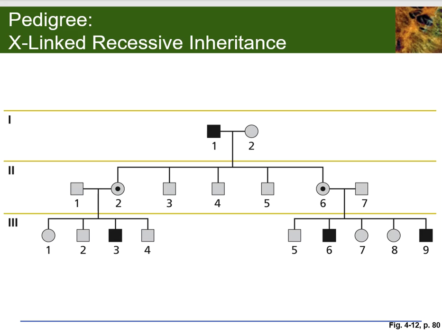Okay, X-linked recessive trait. This pedigree shows the characteristics of X-linked recessive traits. Hemizygous males are affected and transmit the trait to all of the daughters, who become heterozygous carriers. And phenotypic expression is much more common in males than in females.